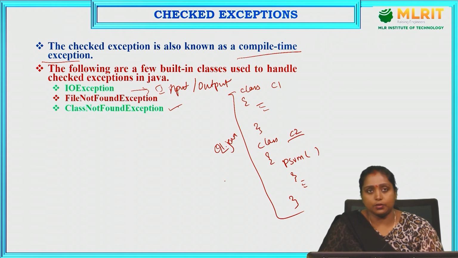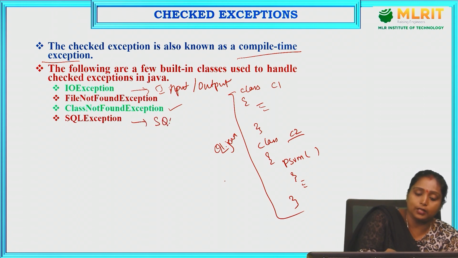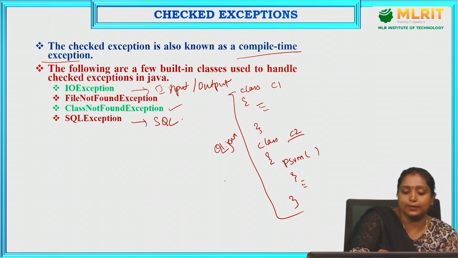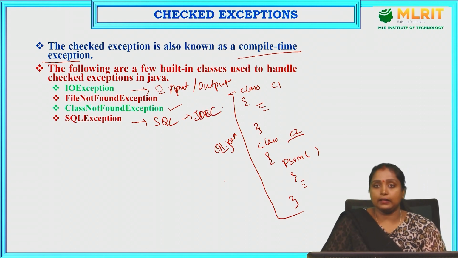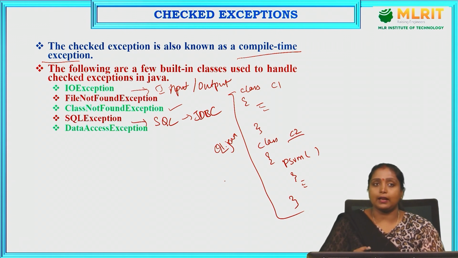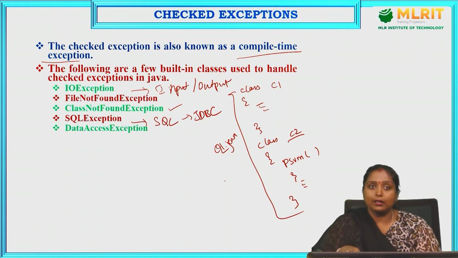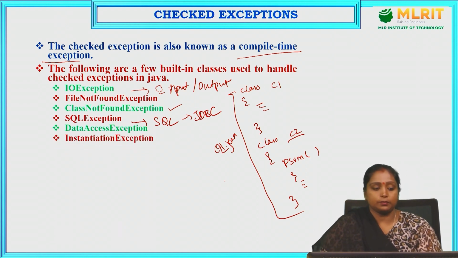Then it will show you the class not found exception. SQL exceptions: if you are having any SQL queries at the time of JDBC connections, and you have written any SQL query wrong, then you will get an SQL exception. Next, data access exceptions: if you try to access more than the allocated memory, then you will get the data access exception.